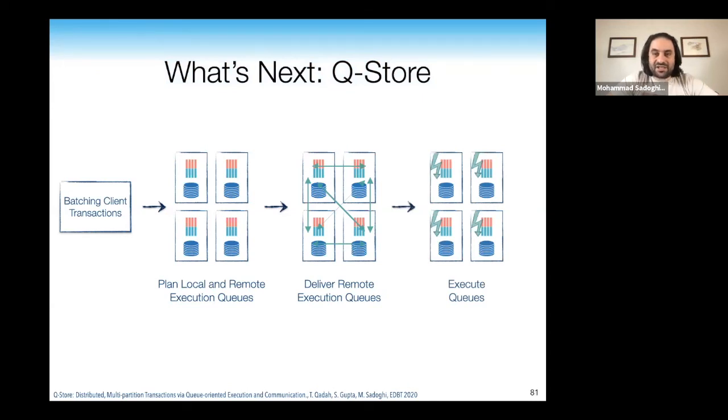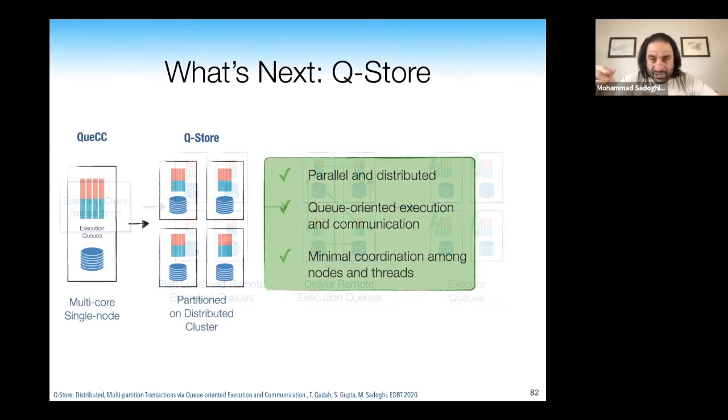Once the planning is globalized and everybody's aware of the plan, every partition will independently go ahead and do the execution. So we go from central execution to distributed execution. And there's a lot of interesting work to be done in this space. The key idea is getting queue-oriented execution into the distributed setting while minimizing the coordination and the agreements that must be reached among the different partitions of the data across machines. So that's the natural extension.